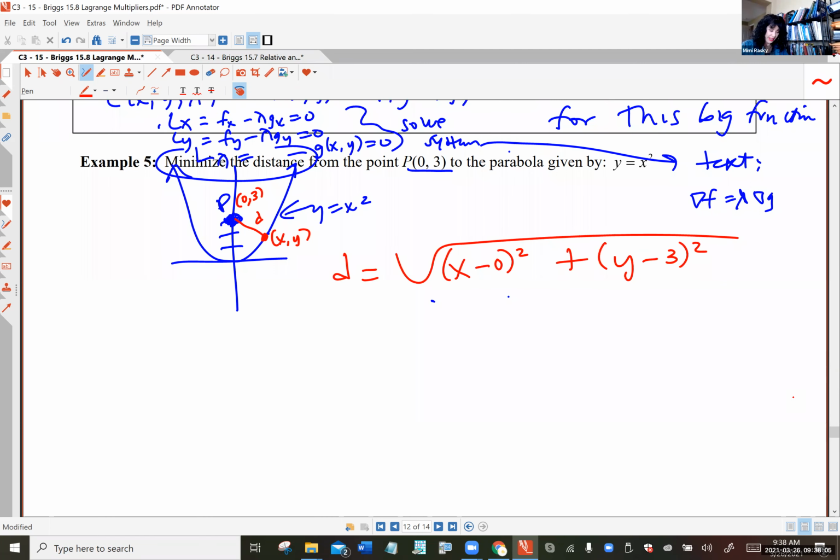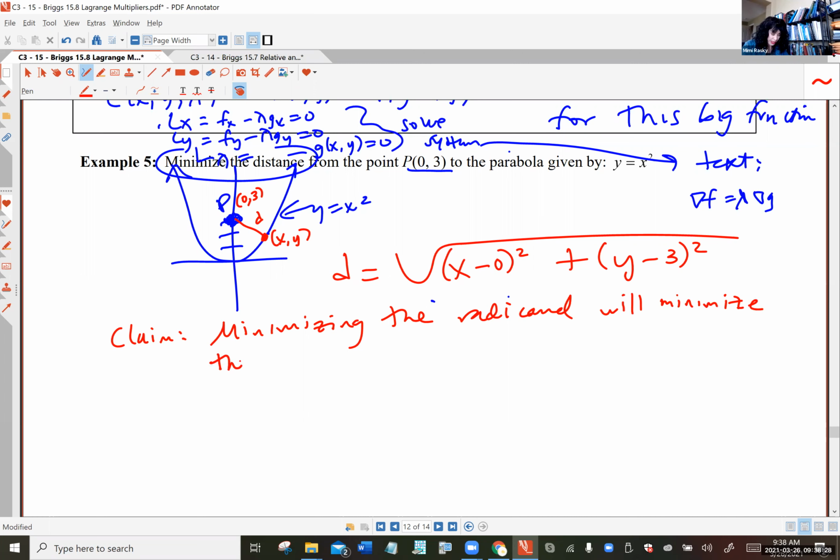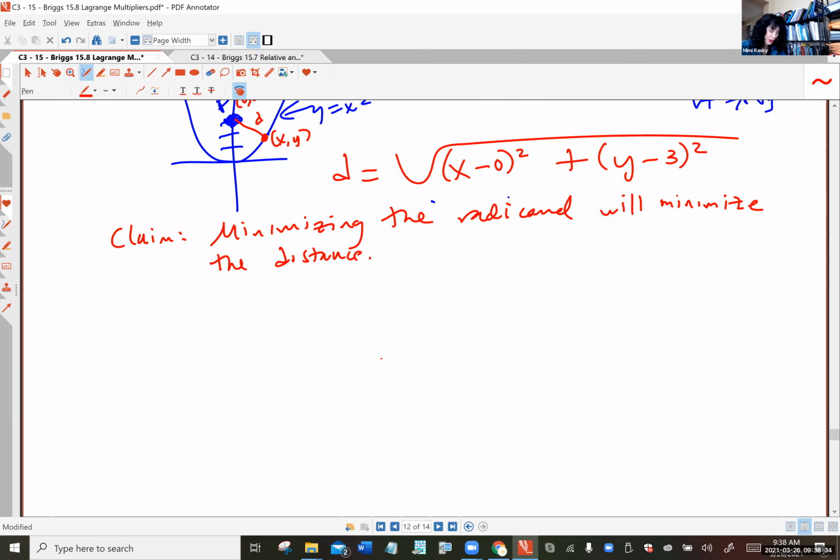And then I'm going to ask you to buy the same claim that I asked you to buy last time, that minimizing the radicand will minimize the distance. So I don't have to worry about taking derivatives with square roots. Because that's just nasty. I mean, you can. It'll still work, by the way, if you leave the square root there. But why would you do that to yourself? Do you like pain? Don't answer that. Maybe I don't want to know.